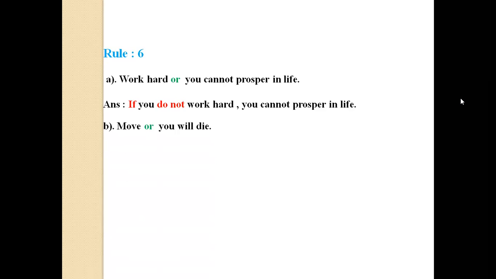Number B, mope or you will die. So use if at the beginning of the sentence. If, then the subject you, then do not. So the answer will be: if you do not mope, you will die.